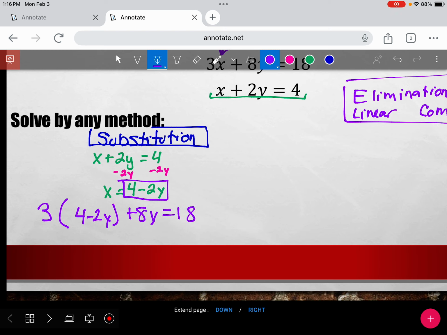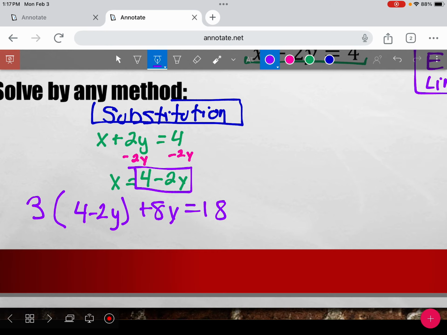And this we could then distribute. Wow, my handwriting's trash right there. Holy cow. There we go, a little less awful. But we could then do our distributing, combine some things together, and get our y by itself. Totally valid. That absolutely works.